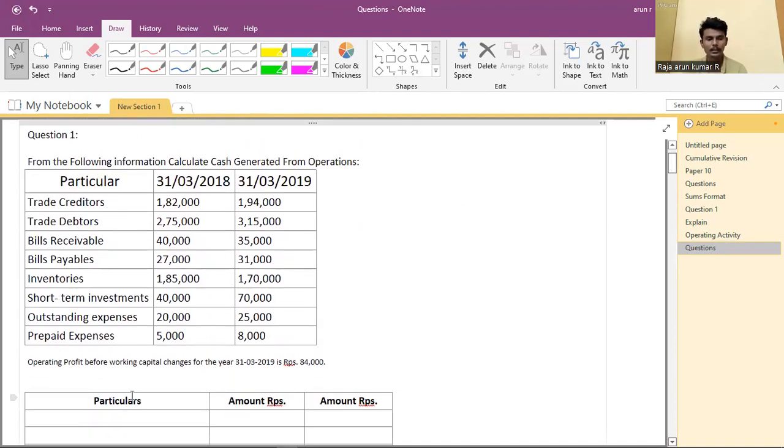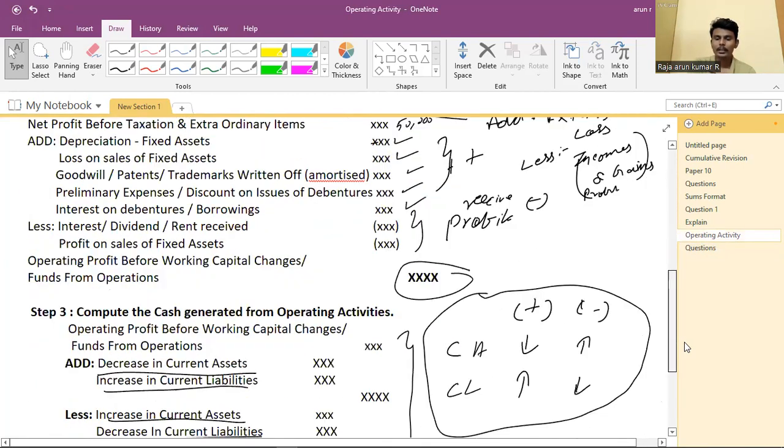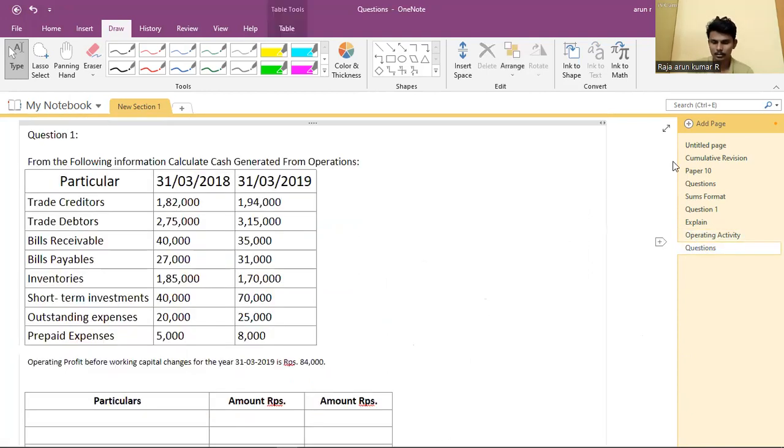Okay, in the second sum, just note it down, and we can solve the sum. It's a very simple sum. Okay, we start. Trade creditor. Remind it. Current asset decreases, add it. Current asset increases, less it. Current liability increases, add it. Current liability decreases, less it. Go to the sums.